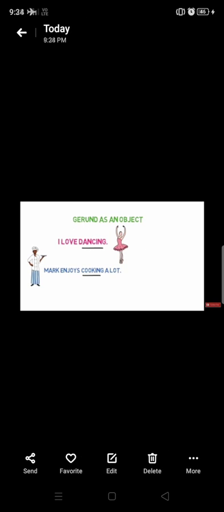Next, use of a gerund as an object. So how can we use gerund as an object? Here again, I love dancing. So again, dance is a verb plus ing, it's a gerund, because dancing is acting like an object. What do I love? Dancing. It is answering us the question what. So it is telling us the answer.